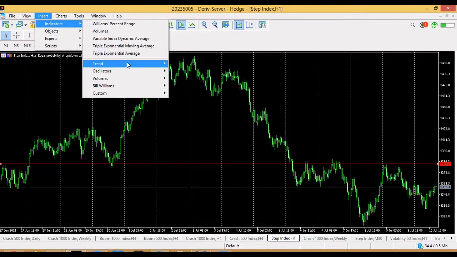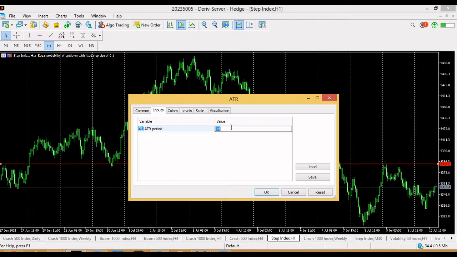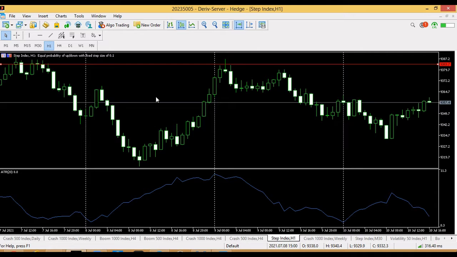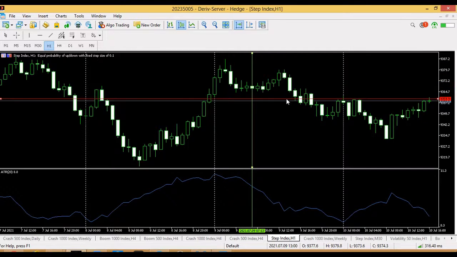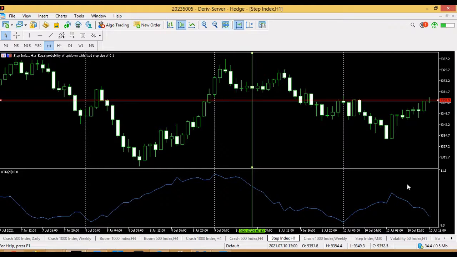Let's insert the average true range indicator and make it 20. Let's even use this current market, because this is a live market. You see this candle, this is a support. Assuming I want to sell this market right now, because it is at a support level, this is Step Index, and I want to sell it right now. Let me show you how to place a proper stop loss.